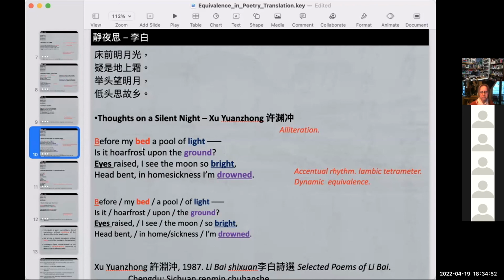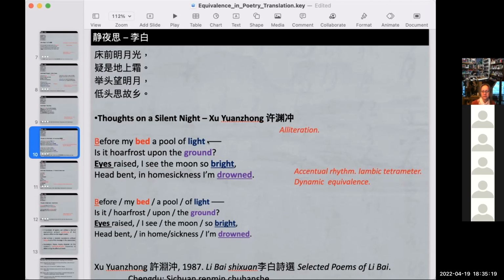I mean, he did not deviate much from the literal meaning. Chuang Tian, before my bed. Ming Yue Guang, a pool of light. If you follow it, you'll find it's more or less a very close, very faithful translation. Yet, there is end rhyme, there is internal rhyme, there is alliteration, and there is accentual rhythm. It's not easy. It's almost impossible.